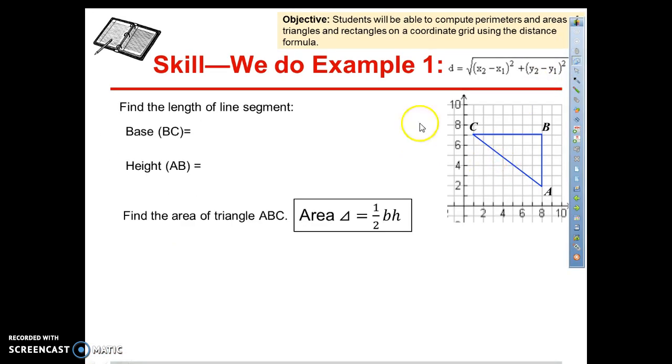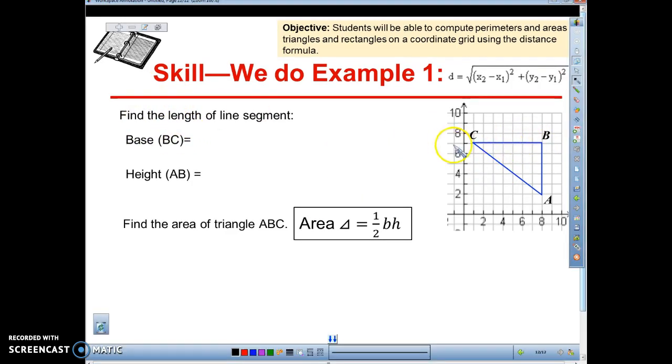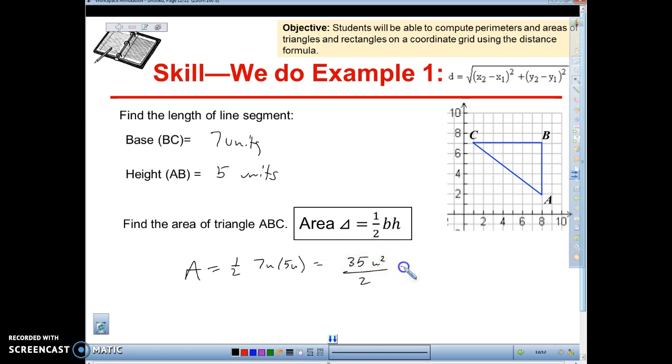For area, we again are going to use our 1/2 base times height formula, and BC is our base, AB is our height, so I have 7 units and 5 units, giving us area equaling 1/2 times 7 times 5, which is 35 units squared divided by 2, giving us 17 square units.